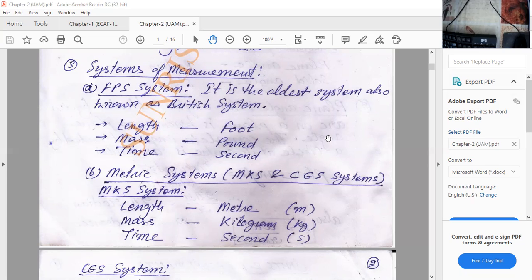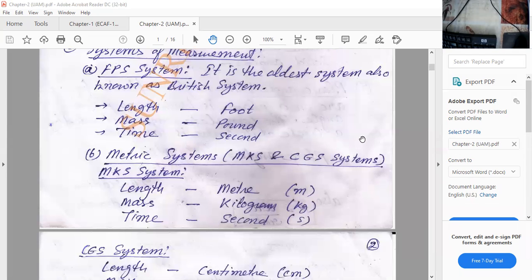This system was known as the British system and is the oldest system in our science for the measurement of physical quantities, right? But later on, after some time, two new systems were introduced. They were known as metric systems. So why were metric systems introduced?